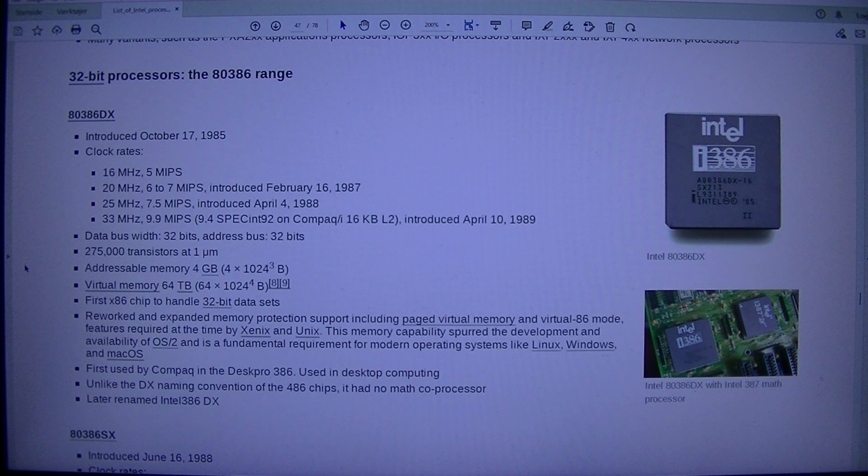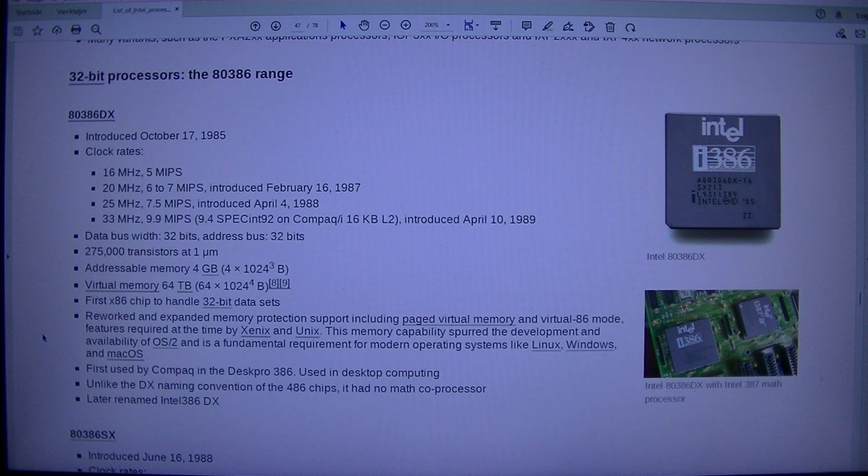Addressable memory 4 GB, 2^32 bytes. Virtual memory 64 TB, 2^46 bytes. First x86 chip to handle 32-bit data sets. Reworked and expanded memory protection support including paged virtual memory and virtual 86 mode features required at the time by Xenix and Unix. This memory capability spurred the development and availability of OS/2 and is a fundamental requirement for modern operating systems like Linux, Windows and Mac OS.